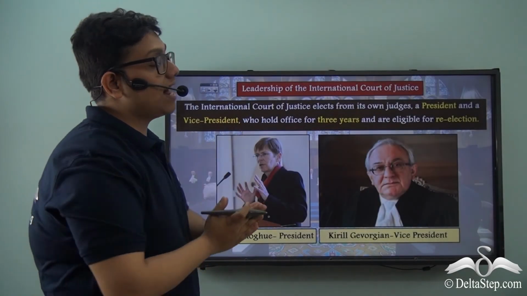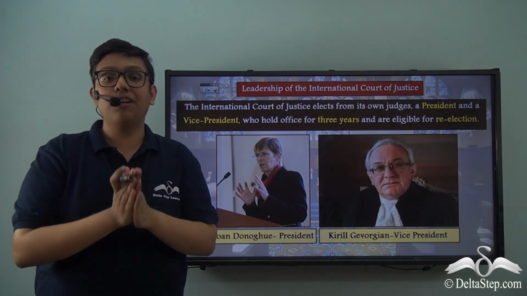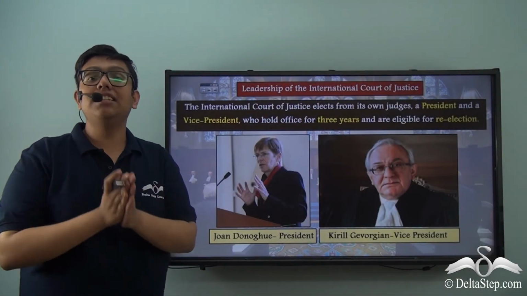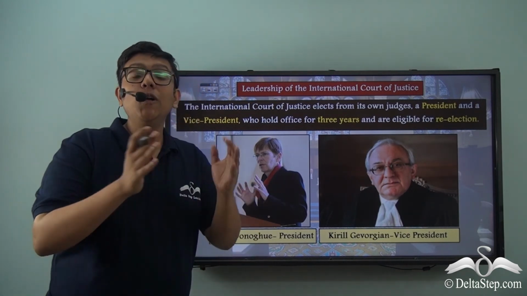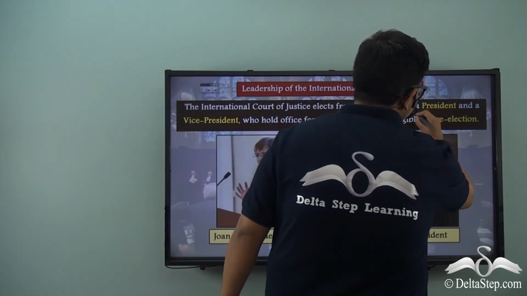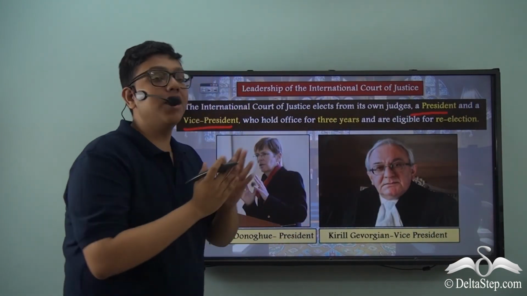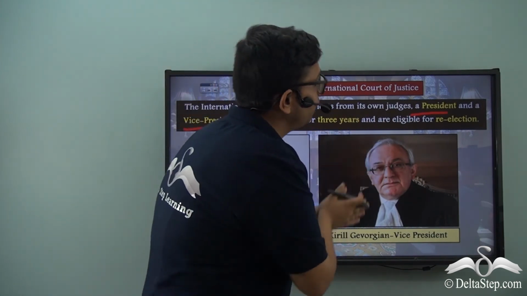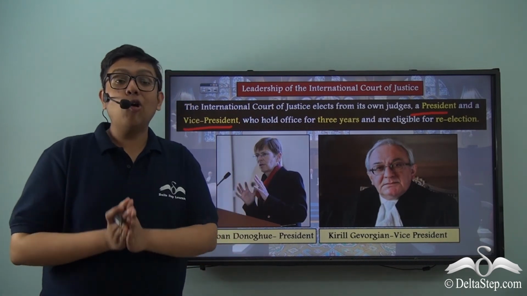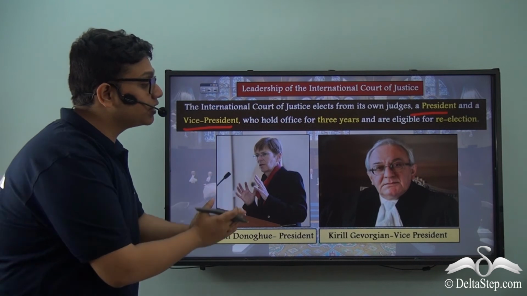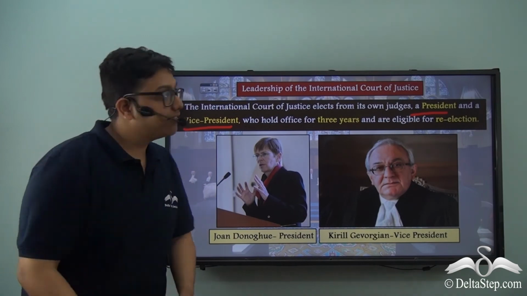Now, how does the International Court of Justice move ahead with its proceedings? How can 15 judges work together? For this, a leadership structure does exist in the International Court of Justice, where the ICJ elects from its own panel of judges a president and a vice president who hold office for 3 years and are eligible for re-election. Over here we see pictures of Joan Donoghue and Kirill Gevorgian, who were elected as the president and the vice president respectively of the International Court of Justice in the year 2021.